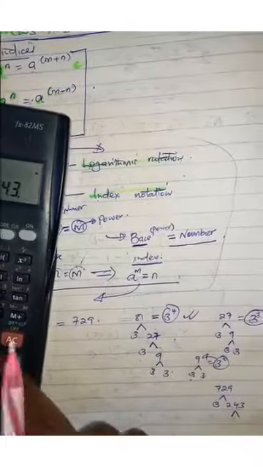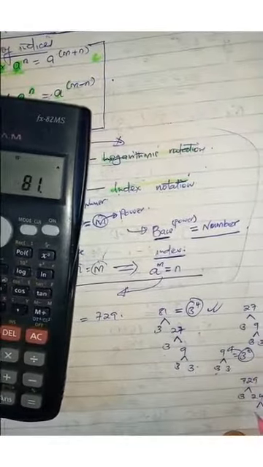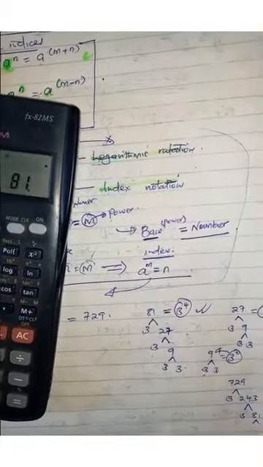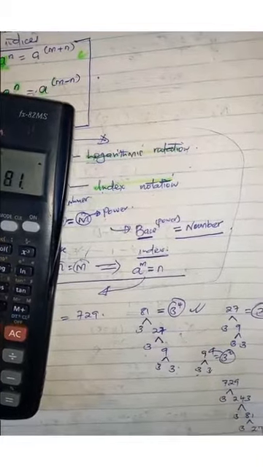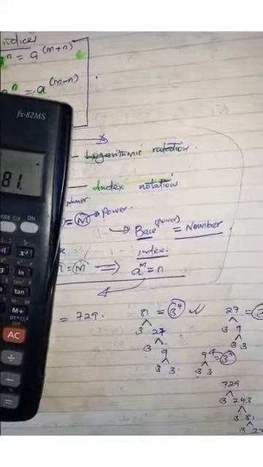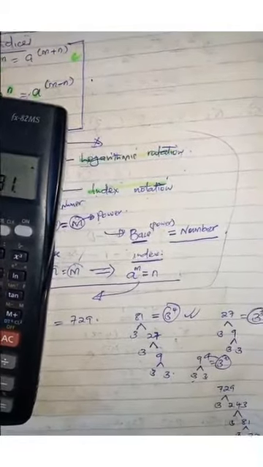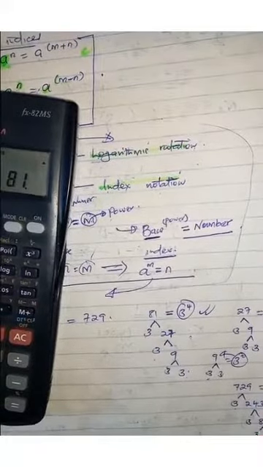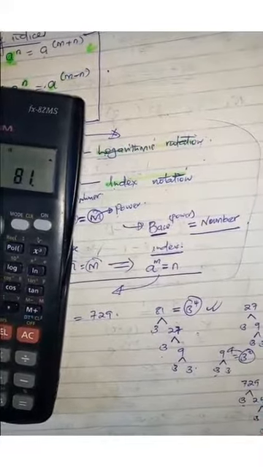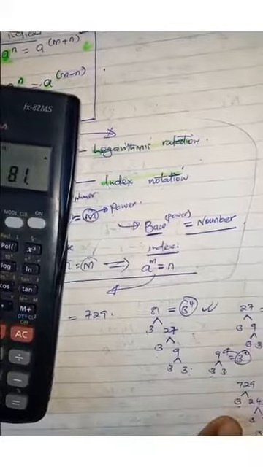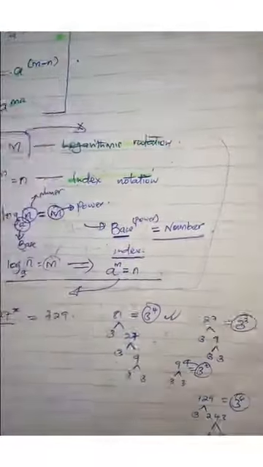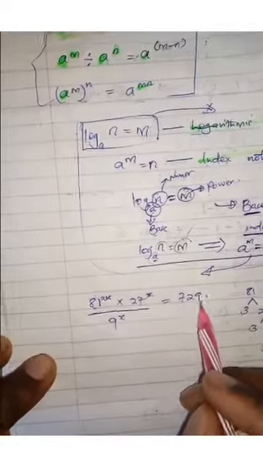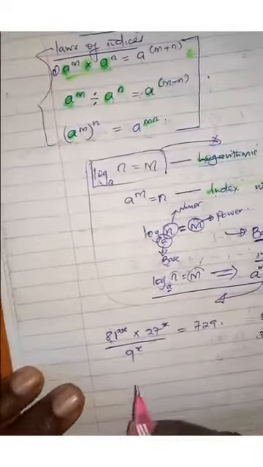243 divided by 3, that is 81. 81 divided by 3, that is 27. 27 divided by 3, that is 9. 3, 3. So 729 can be equal to 3 to power 1, 2, 3, 4, 5, 6. 3 to power 6. So you replace these numbers with 81, 27, 729, and 9.